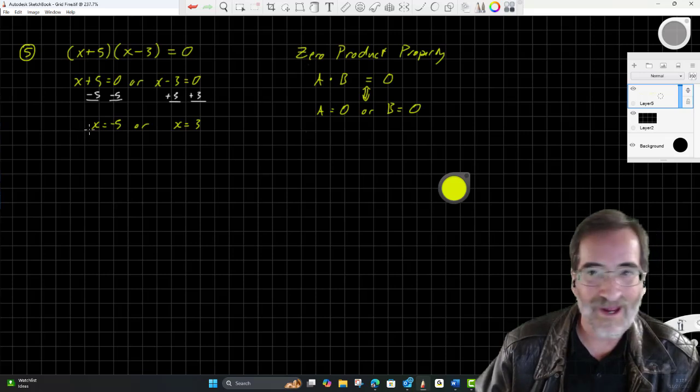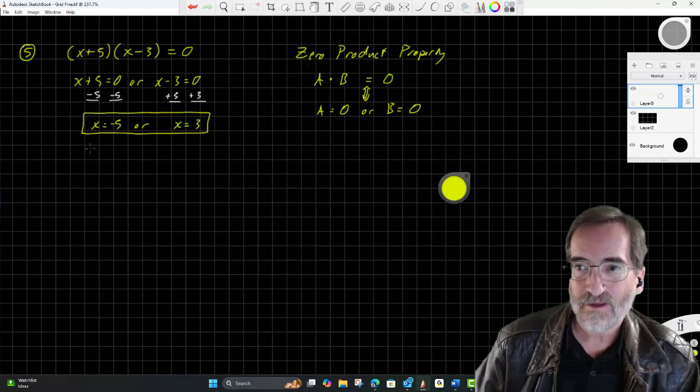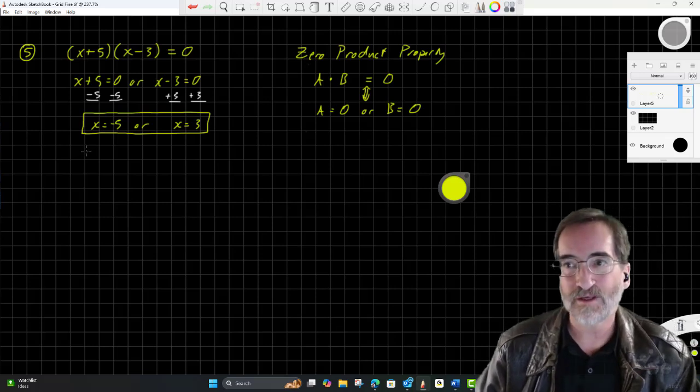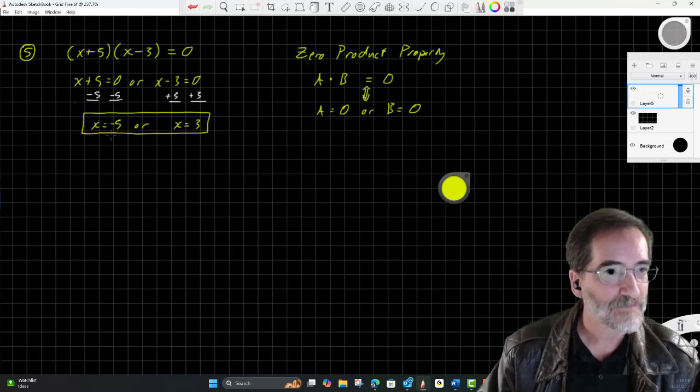Now, they use the word and. That's a little misleading because and implies that both can be true at the same time. They're not. So it really should be or. X equals -5 or x equals 3.